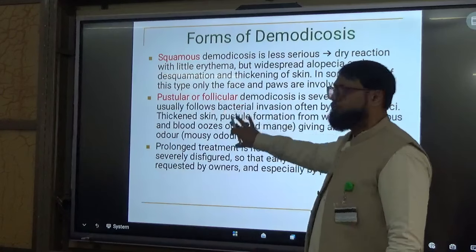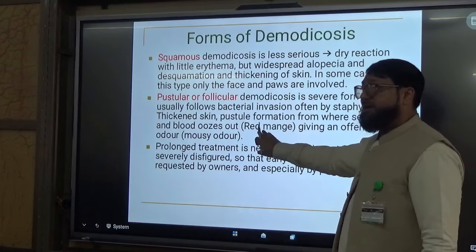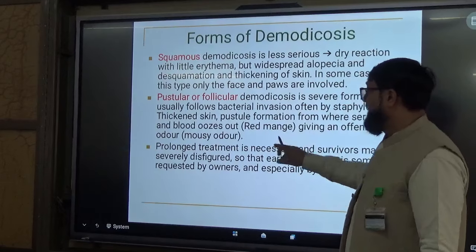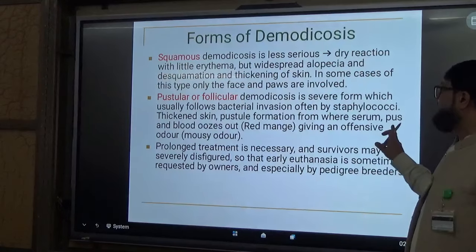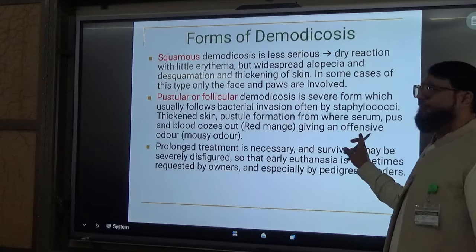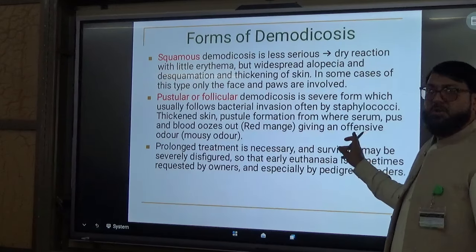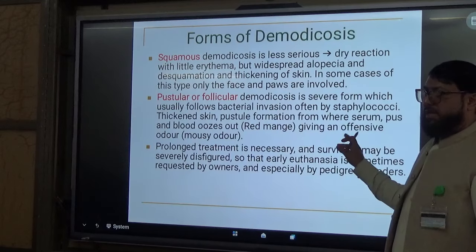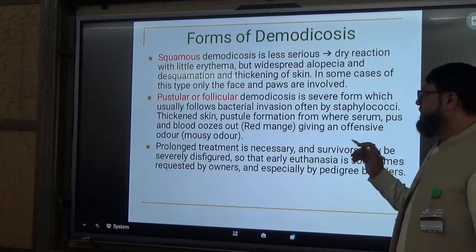And ultimately this situation leads to a kind of red mange, and with the oozing, these things can end up with an offensive mousy odor at that point. So that is also typical of this demodicosis.